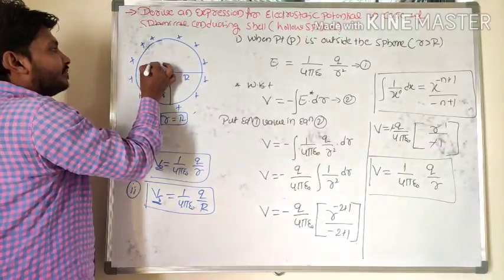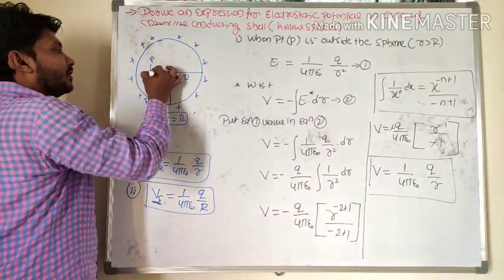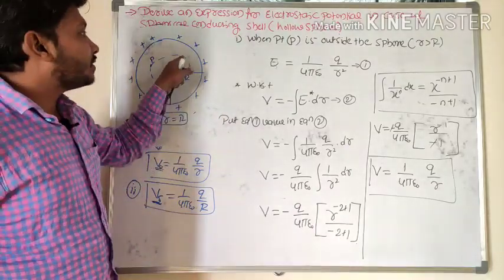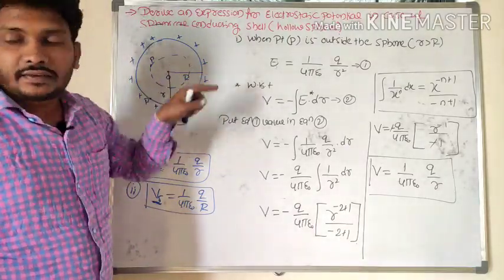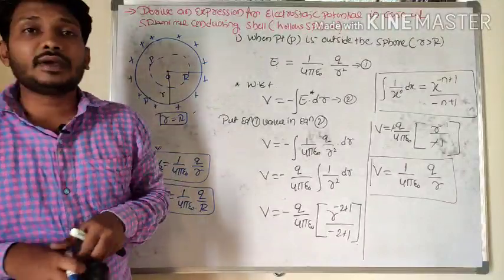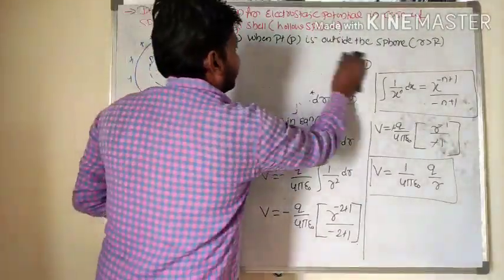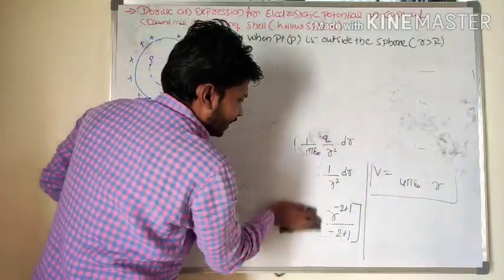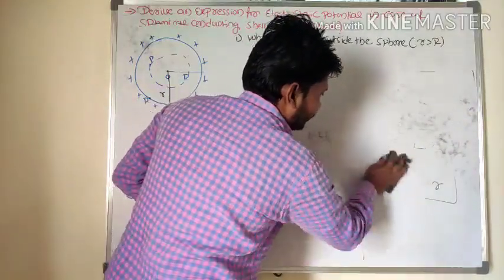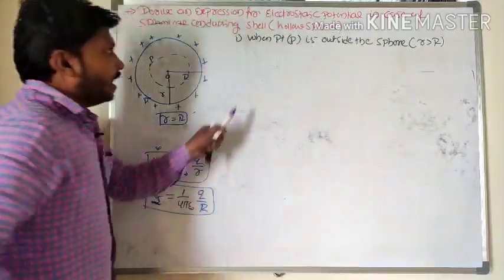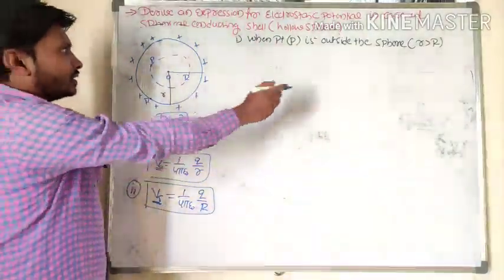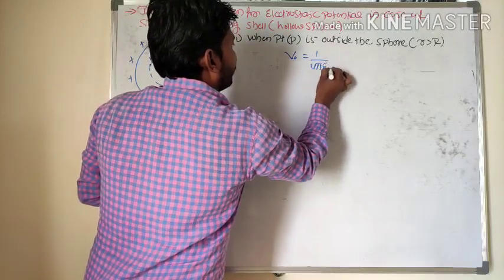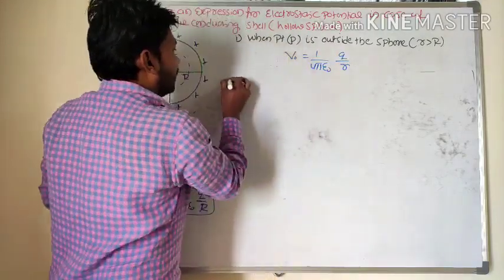Next, in the third case, I will take the point of observation inside the sphere. In the case of a point of observation inside the sphere, what is the field value? The electric field value is 0 here. So I will get the equation for the electrostatic potential outside the sphere and another one on the surface of the sphere. The outside value is 1 by 4 pi epsilon naught q by r.